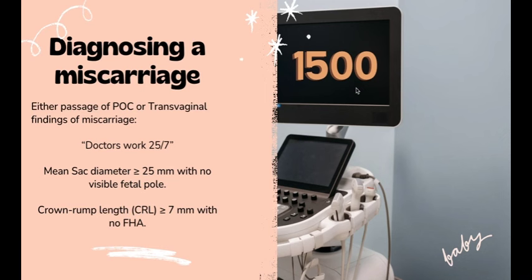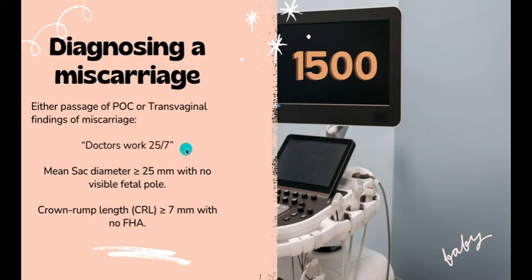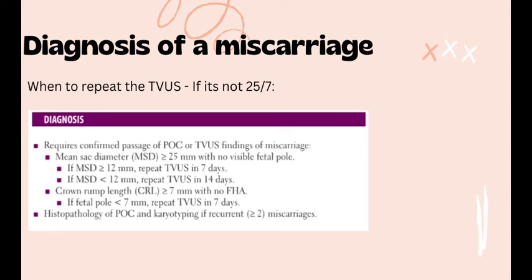Now, one of the mnemonics that I have worked on to remember is that doctors work 25/7. So instead of 24/7, we made it 25/7. And that helps you remember the two main numbers you need, which is a mean sac diameter of over 25 millimeters with no visible fetal pole, and secondly, a crown rump length of over 7 millimeters with no fetal heart activity. So 25/7.